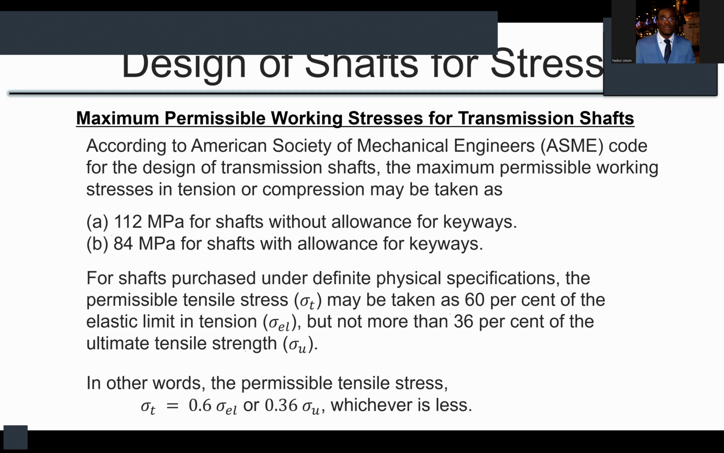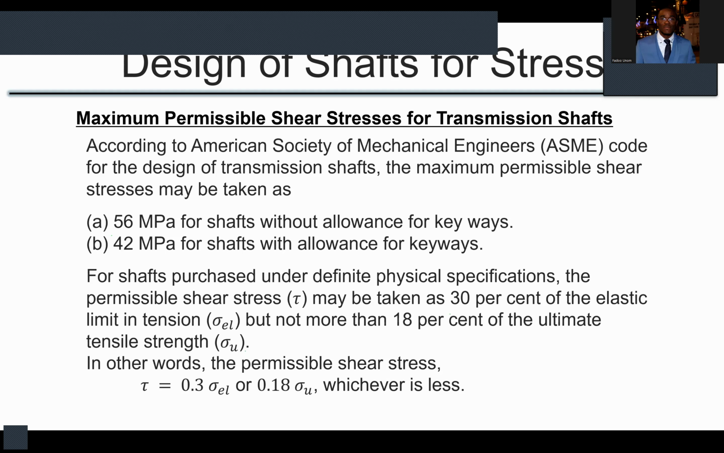And then we compare whichever of these is less. But if we don't have access to the ultimate tensile strength, we just use the elastic limit in tension. If we know that one, 60% of it. If we don't have the elastic limit in tension and we're given the ultimate tensile strength, then we use 36% of it. Okay? That's one way.